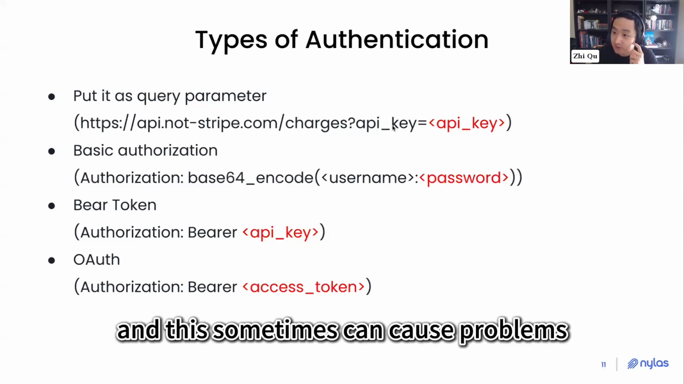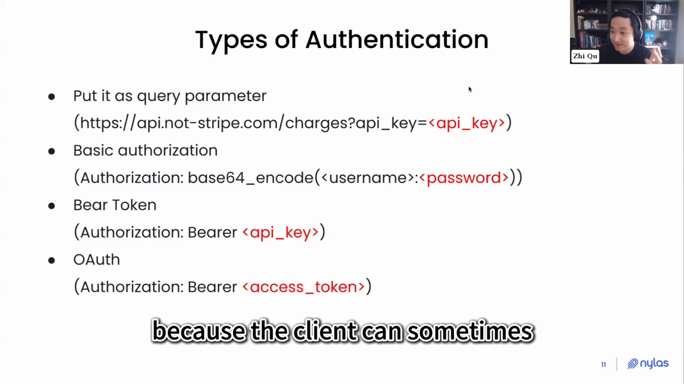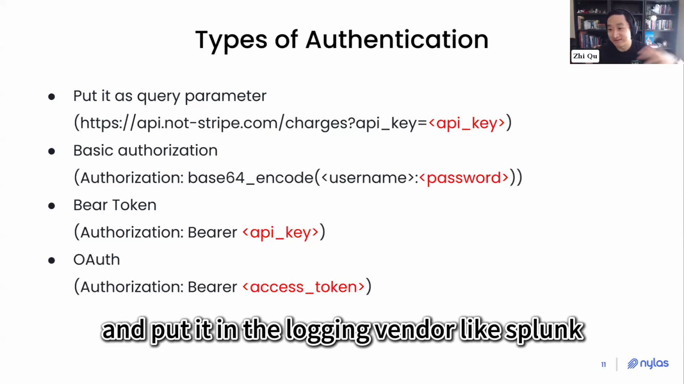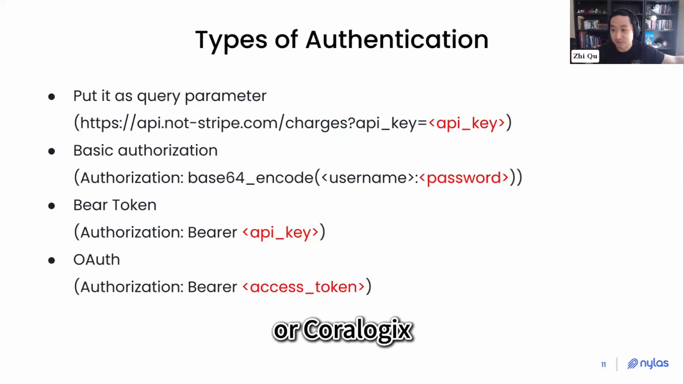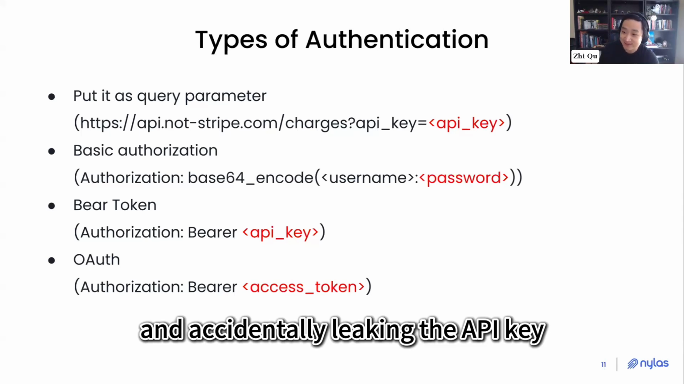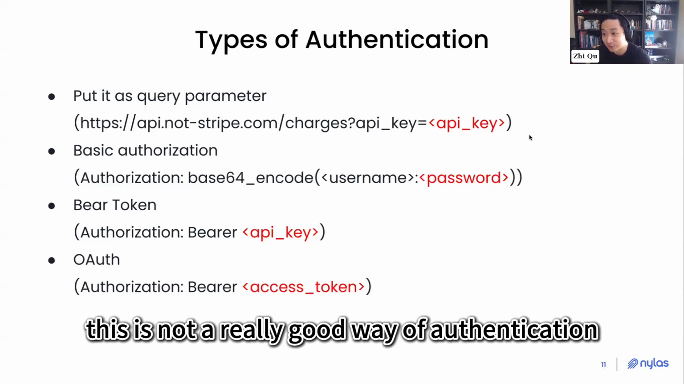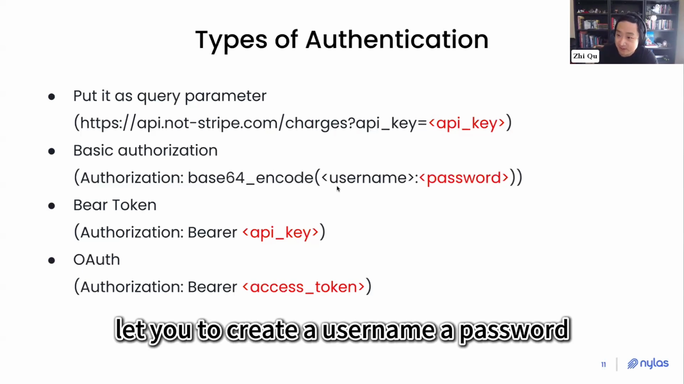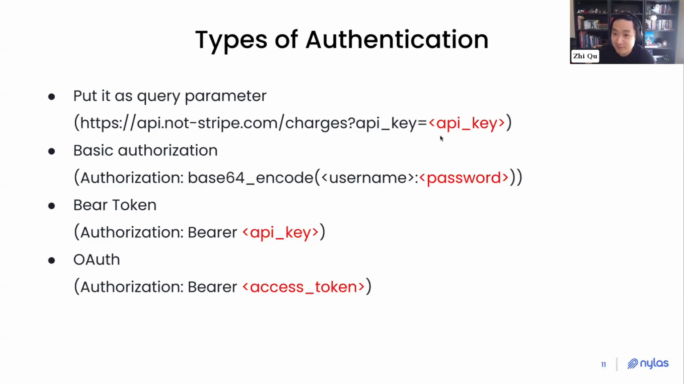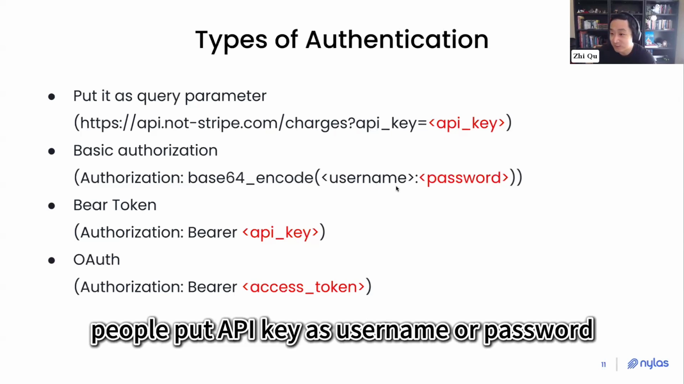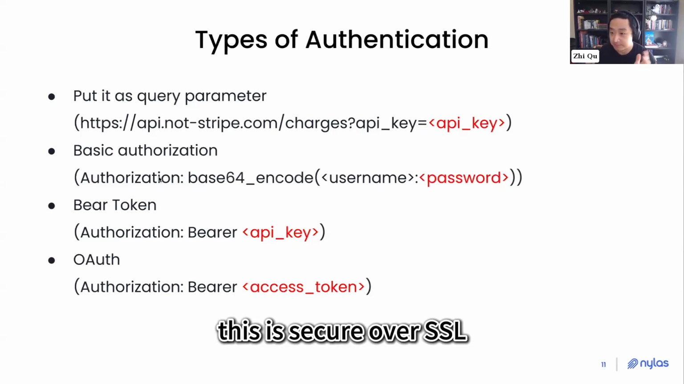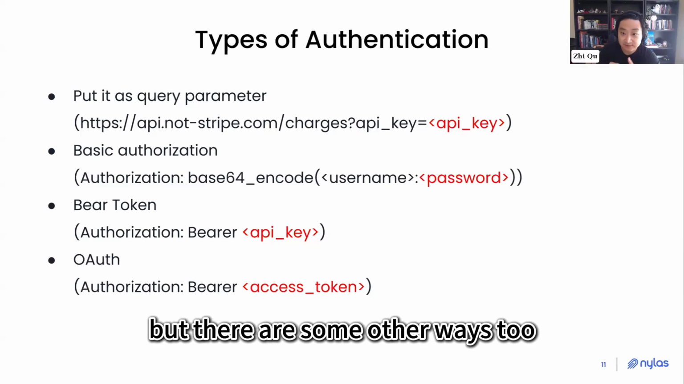And this sometimes can cause trouble because the client can accidentally log the entire URL and put it in a logging vendor like Splunk or New Relic, whatever, and accidentally leak the API key. This is not a really good way of authentication. Some others allow you to create a username and password, and sometimes people put the API key as username or password. This is secure, over SSL, as long as it is encrypted. But there are some other ways too.